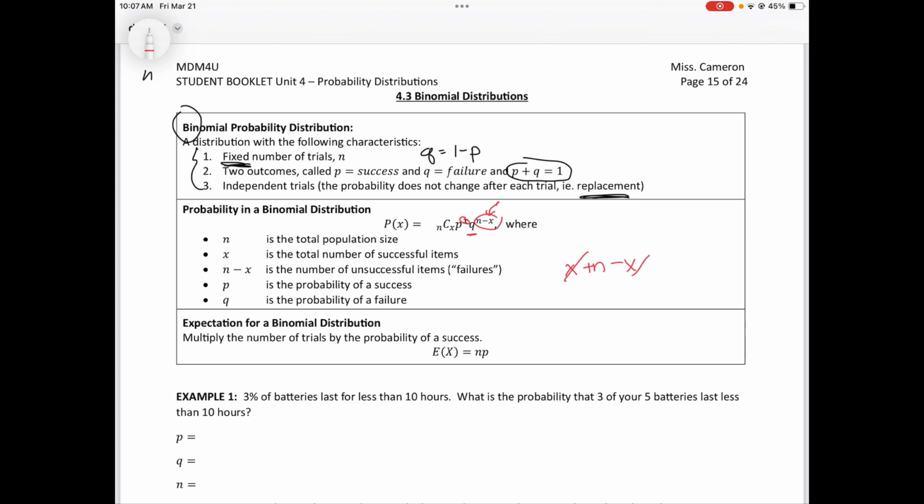The expected value for a binomial distribution has a short form: n times p. We don't actually have to do a full probability distribution chart and then add up all the x times P of x for the expected value. We instead have this short form, n times p, which is just the number of trials times the probability of a success. So let's take a look at example 1.